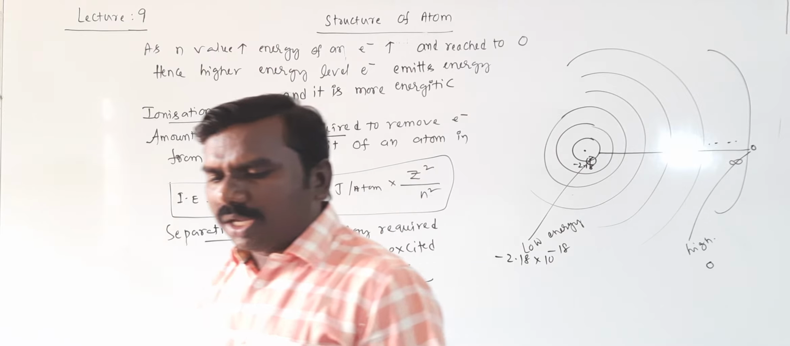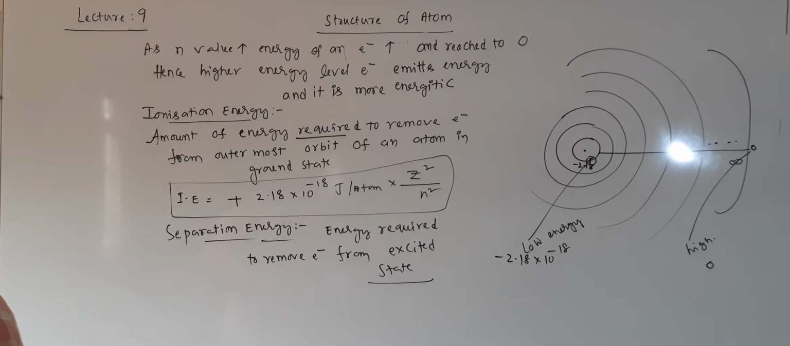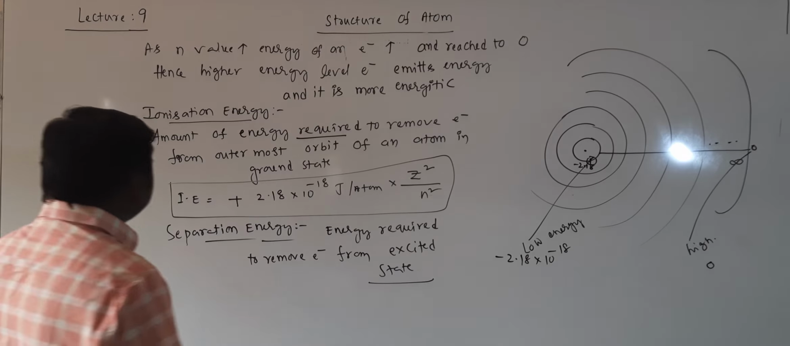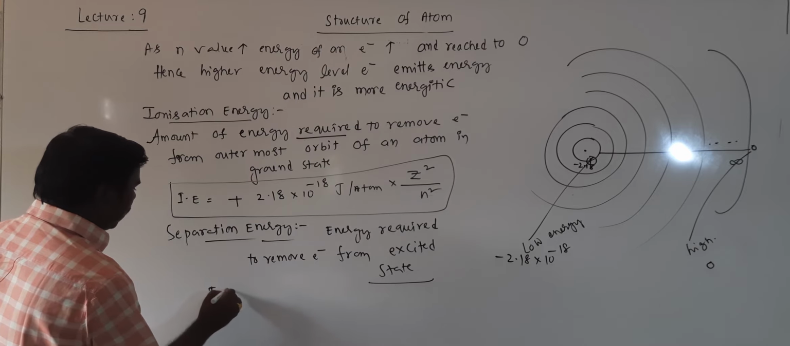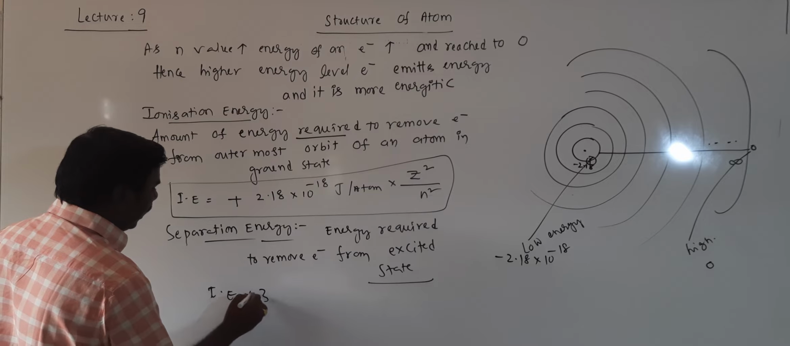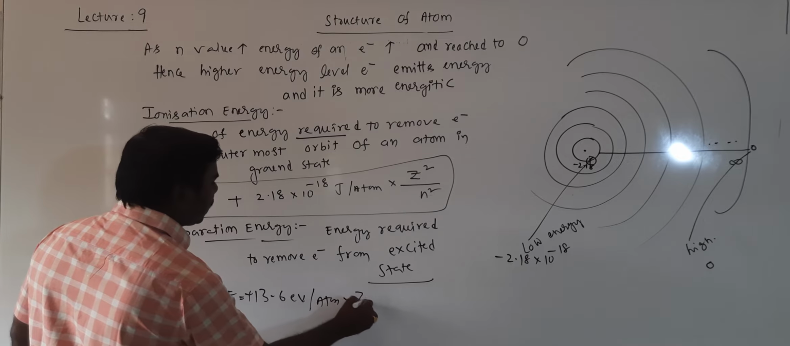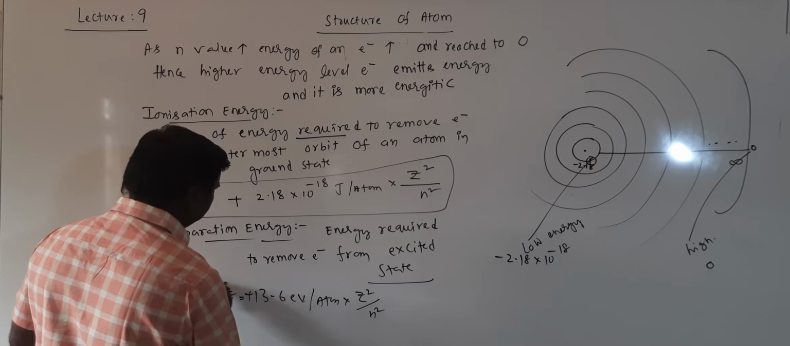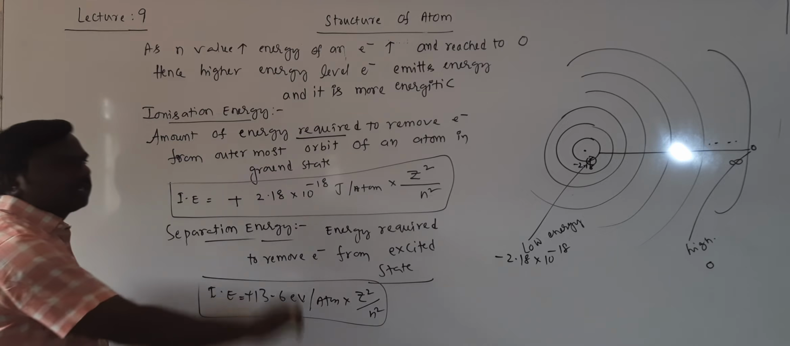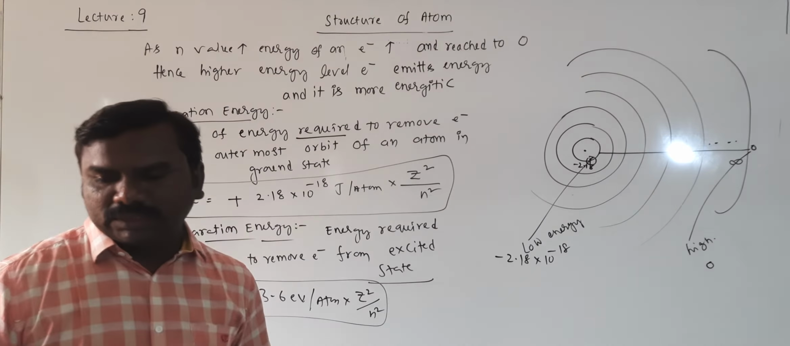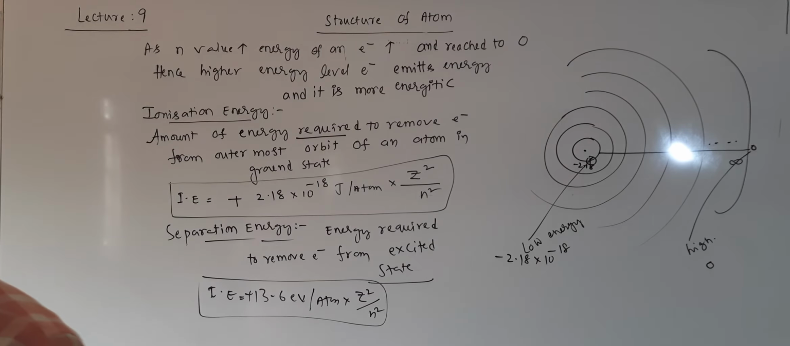This is about the energy. You can take ionization energy equal to plus 13.6 electron volt per atom into Z square by n square. Like this also you can consider. So this is about the energy. Now one or two problems on this data.